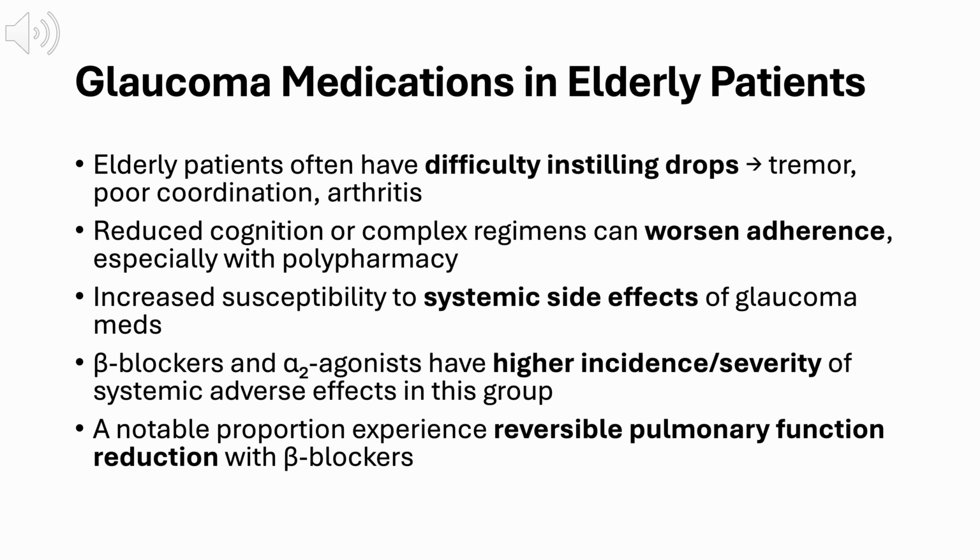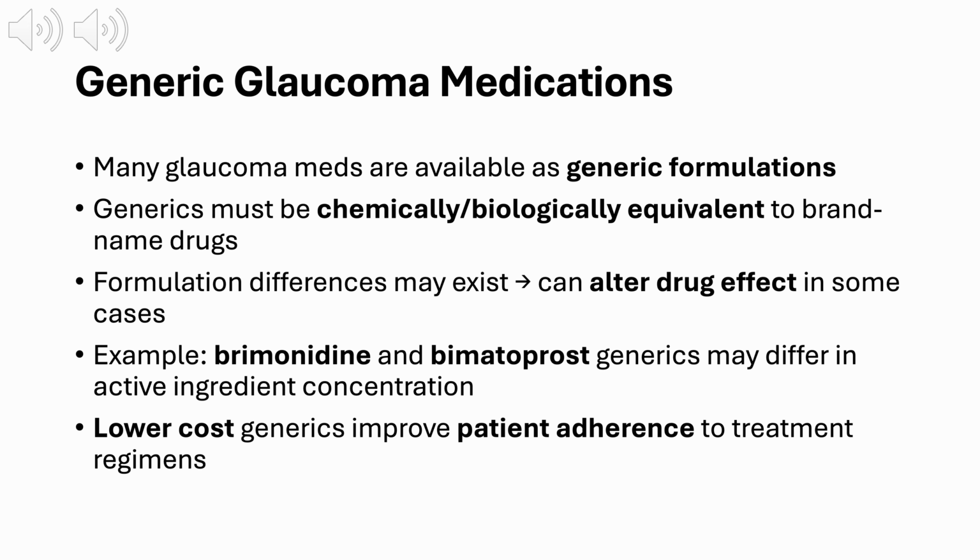Both beta blockers and alpha-2 agonists tend to produce a higher rate and greater severity of systemic reactions in this population. A meaningful number of elderly patients can even experience reversible reductions in pulmonary function when using beta blockers. Let's shift to the role of generic medications in glaucoma care.